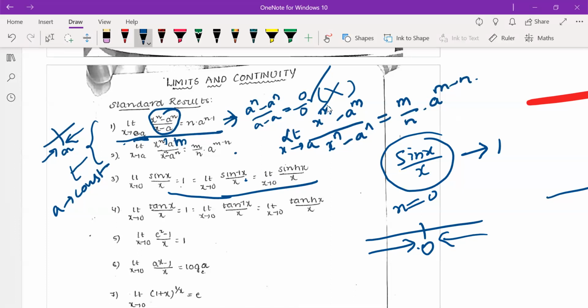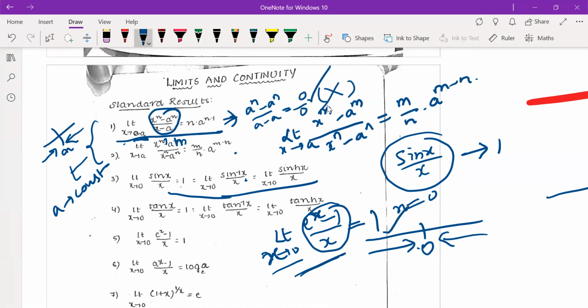Next, in the fifth one, limit x tends to 0 of (e power x minus 1) by x. Same here, x is a variable, and when x reaches 0, this function reaches 1. Hence the limit of this function is 1.